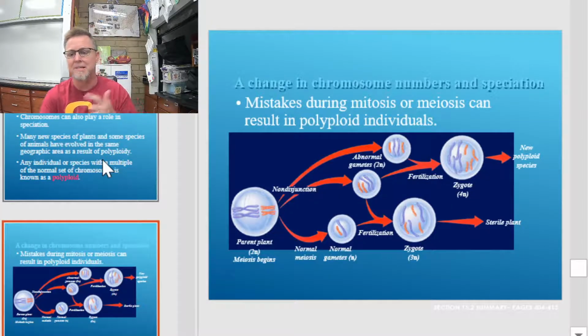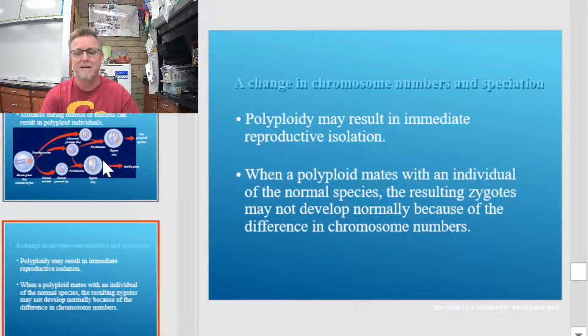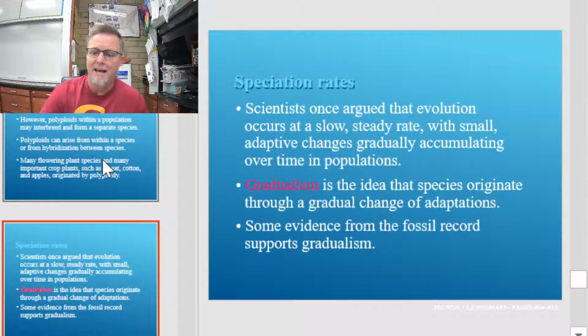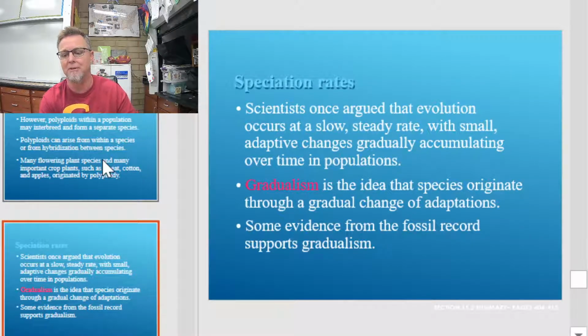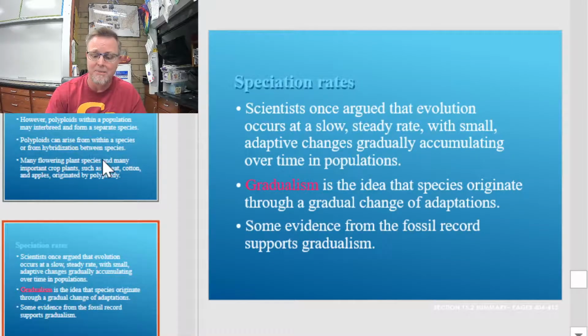Okay, so I'm going to skip over this polyploidy business because that's not going to be on your test. And finally finish with gradualism here. So speciation, it was once argued that evolution occurs at a slow, steady rate with small adaptive changes gradually accumulating over time. And that idea is gradualism. And there is some evidence from the fossil record that actually does support gradualism.